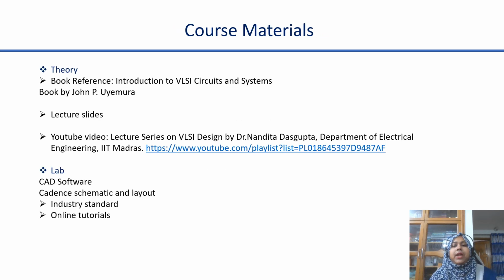As you can see, our course is divided into two parts, theory and lab. For the theory part, you need to follow three materials. First of all, a book, then lecture slides, and then a series of YouTube videos. For the laboratory part, you need to install or use the CAD software. By using this software, we are going to draw some Cadence schematics and layouts, which will be industry standard, and we are going to follow some online tutorials.